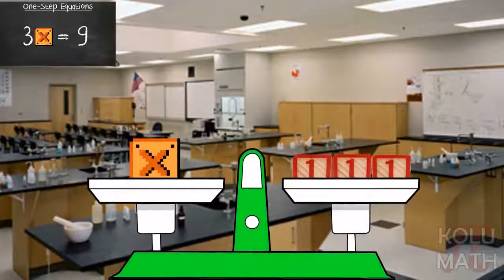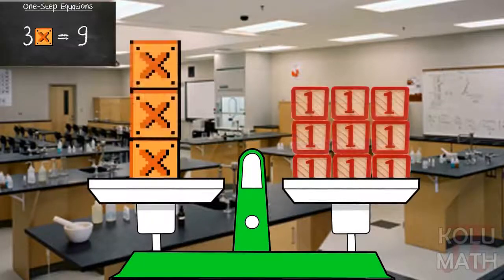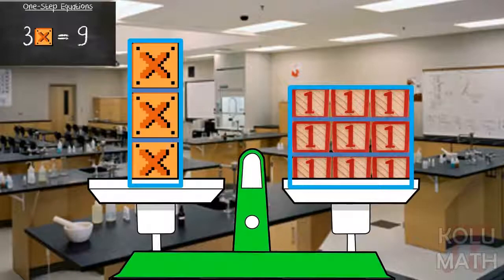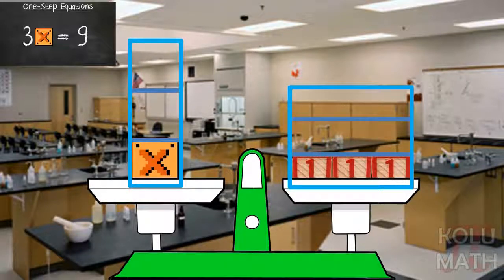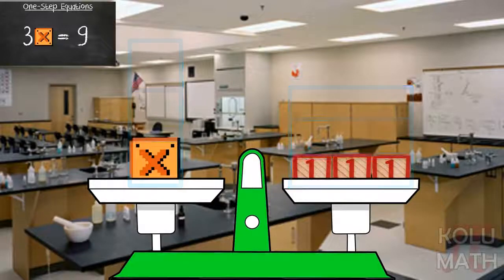You don't have a scale in front of you, and you certainly don't have an x block. So we have to accomplish the same effect conceptually. So, let's split the left side up here into 3. And I can actually do that to the right-hand side too, because there's 9. Wait a minute. What if I divide both sides by 3? Well, that kind of makes sense. Let's take a look at it on the board.